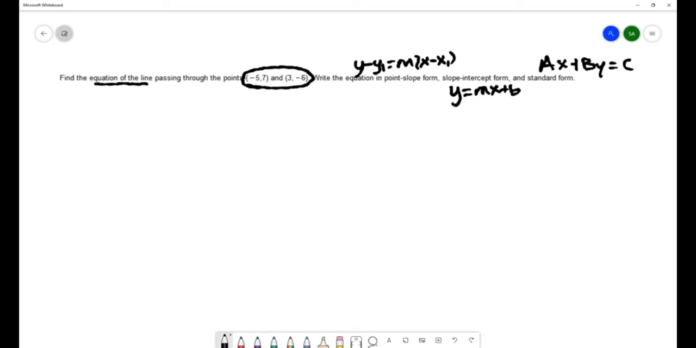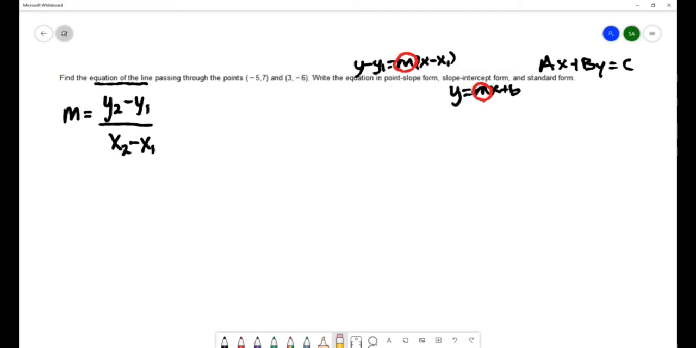In order to find these equations, we're going to need to know the slope of the line. And we do have a formula for calculating the slope. If we're given 2 points on the line, we can calculate the slope by doing y2 minus y1 over x2 minus x1. So I'm going to assign one point to be x1, y1, and the other point to be x2, y2, and I'll substitute into this slope formula.